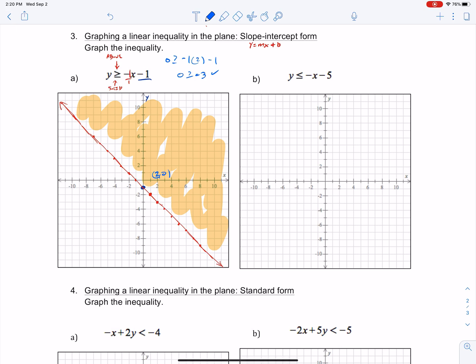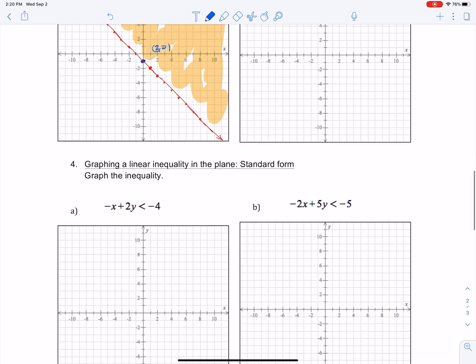So that would be like a test, right? If I tested to make sure I shaded the right area, meaning any point that I pick, whether it's this one or this one or this one, is going to work and it's going to be true. Try the one on the right-hand side.